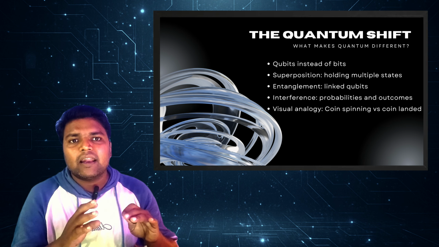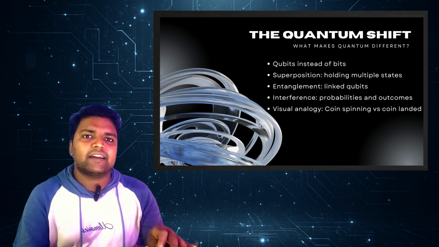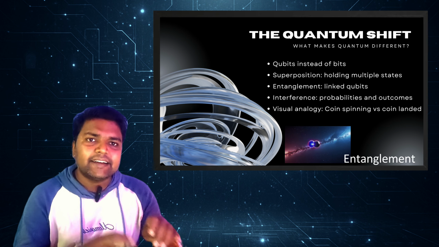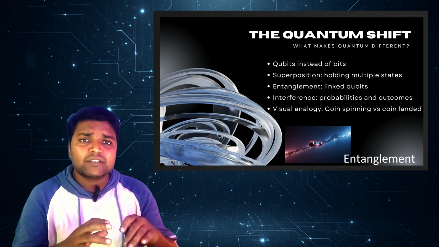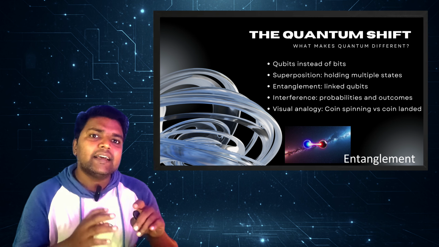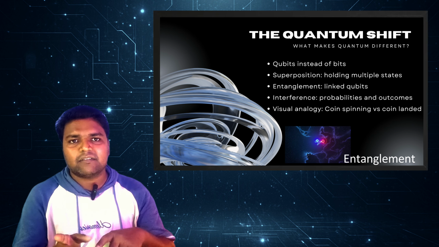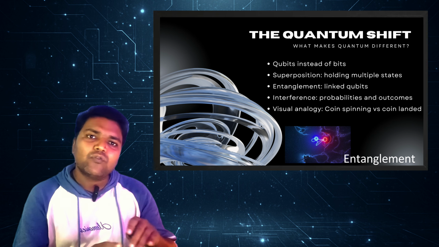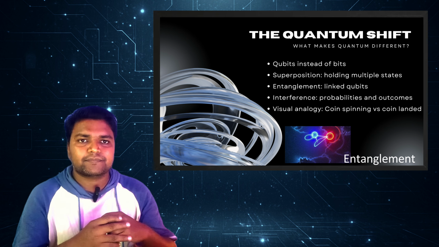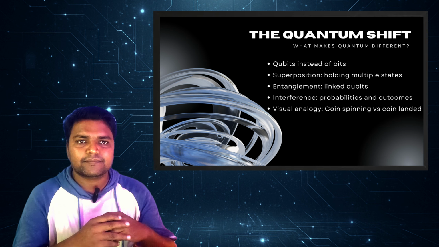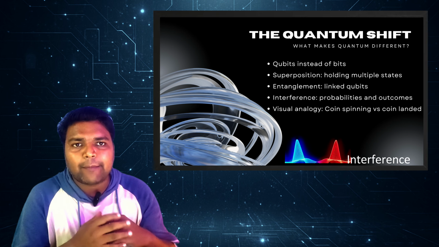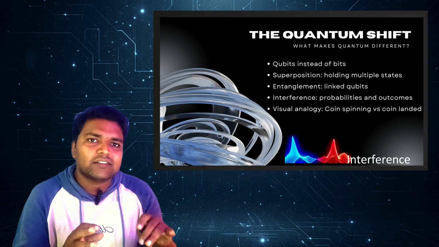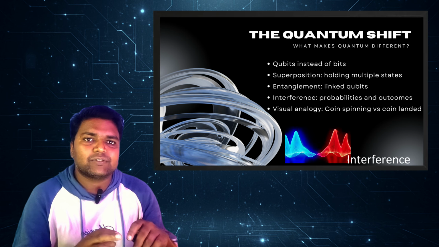And there's more. When two or more qubits are connected, that is called entanglement. This means the state of one qubit instantly affects the other one, no matter how far apart they are. Quantum systems also use interference, like wave overlapping, to eliminate the wrong answers and boost the right ones.